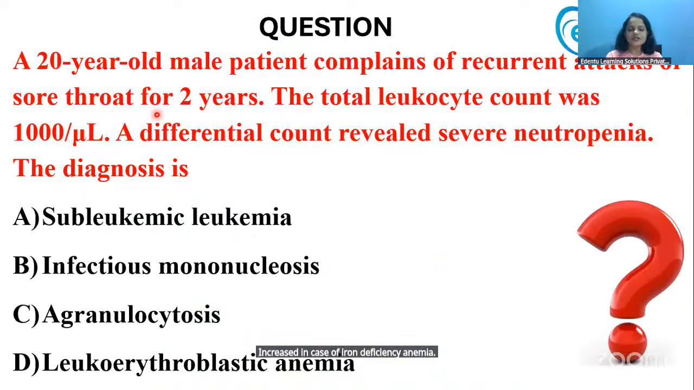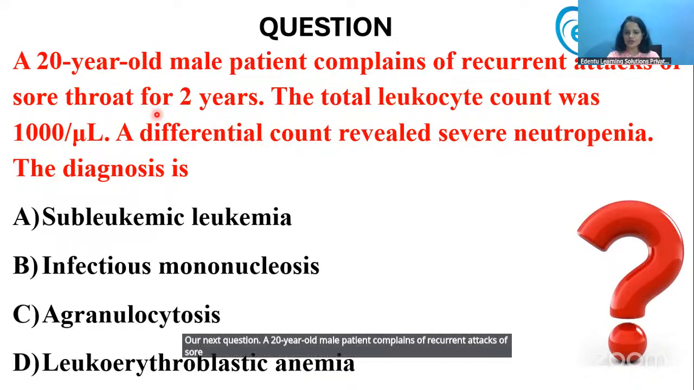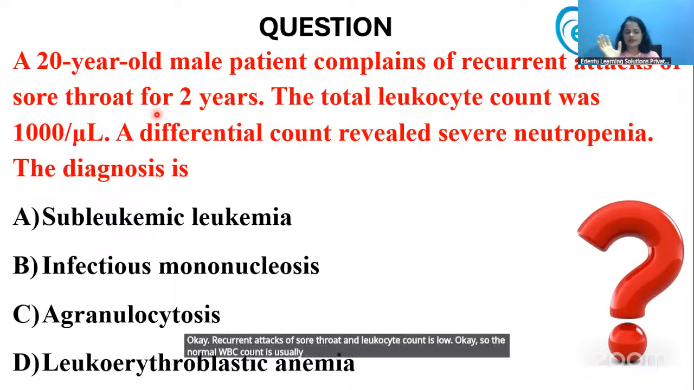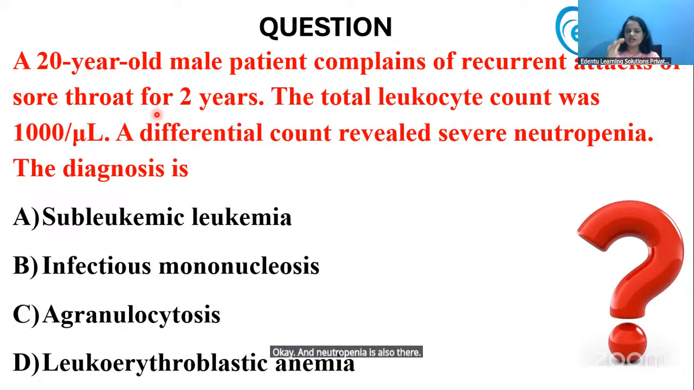Now, next question. A 20-year-old male patient complains of recurrent attacks of sore throat for 2 years. The total leukocyte count was 1000 per microliter and a differential count revealed severe neutropenia. What is the diagnosis? Recurrent attacks of sore throat and the leukocyte count is low. The normal leukocyte WBC count is usually 4000 to 11,000 per microliter, but here the leukocyte count is very low, only 1000. And neutropenia is also there. So these are all characteristic features of which disease?